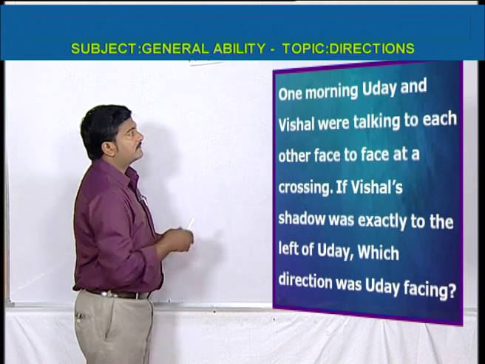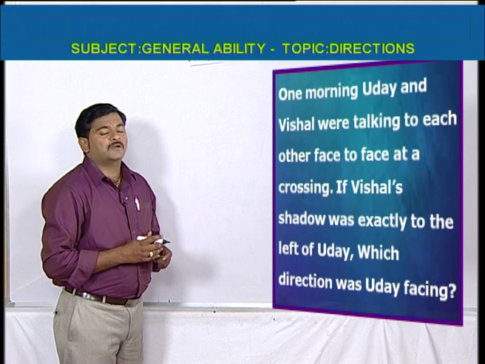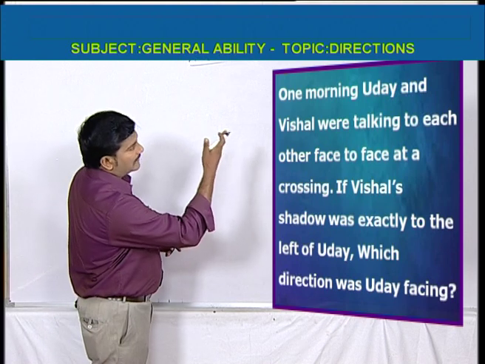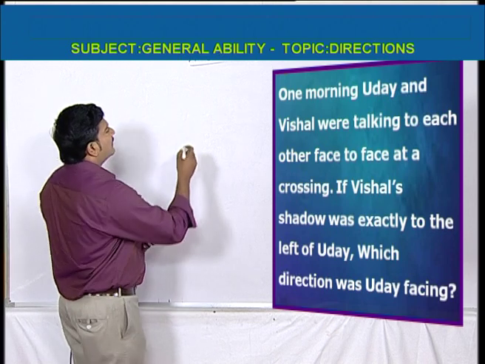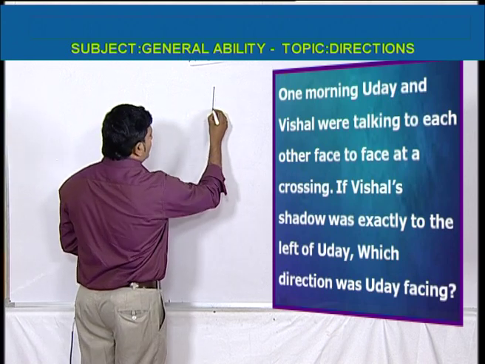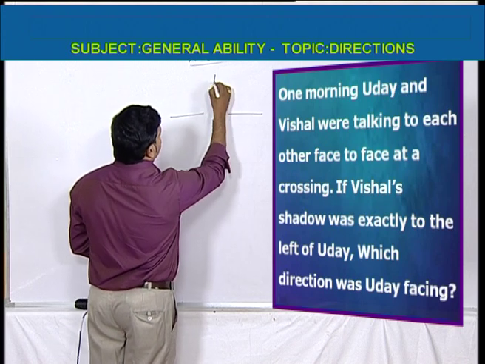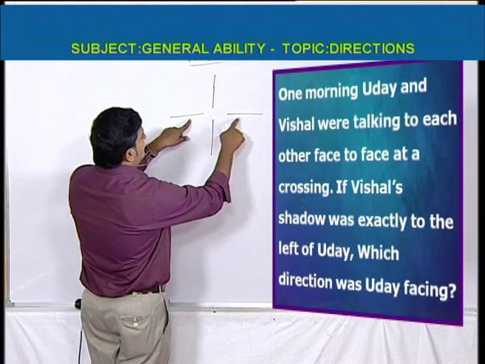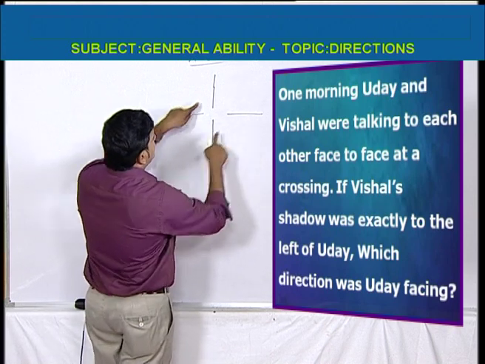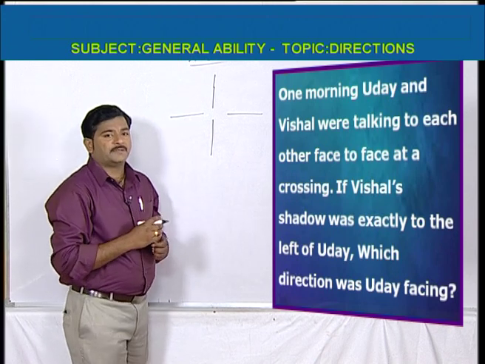What is the given question in shadows? One morning Uday and Vishal were talking to each other face to face. For example, now I am taking 4 directions. Now roughly we will apply the condition. Let's say they are talking face to face, which means either they must be on these 2 directions or they must be on these 2 directions. They must be in opposite directions. What happened? At what time?